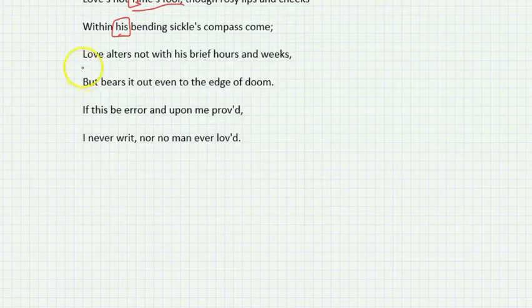So in the next line it says, love alters not with his brief hours and weeks, but bears it out even to the age of doom. Love does not alter. Love does not change in a week or in a brief hour, but bears it out. Love can tolerate all the difficulties, all the problems, all the obstacles until the final day comes. Here, age of doom means the last day, the last moment actually.